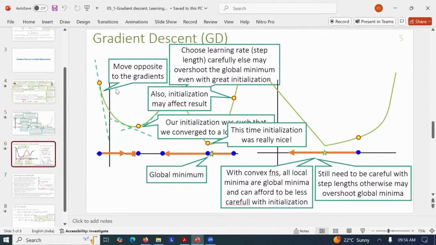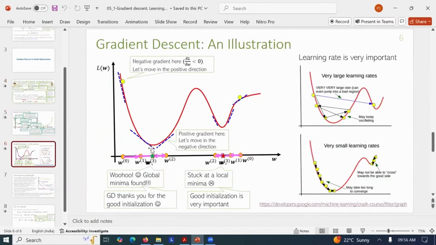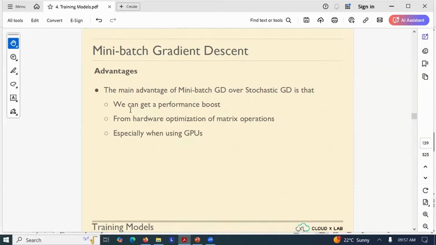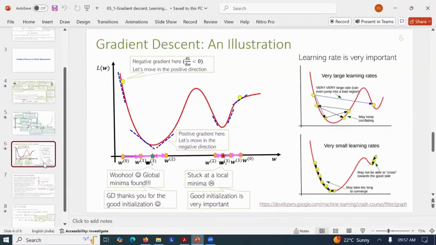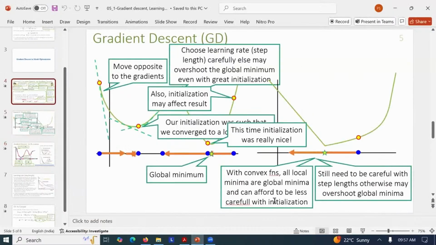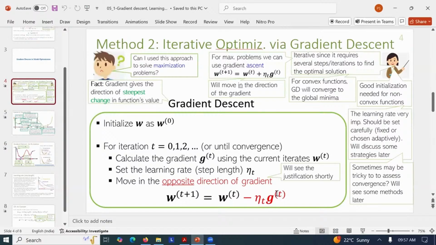Because if the gradient is not correct, then the solution will not be correct either, right? If you are calculating an accurate gradient, then you will get the correct solution, so you will get a performance boost. From a hardware optimization point of view we also get a benefit, because now we are calculating the gradient using a set of data points, right?